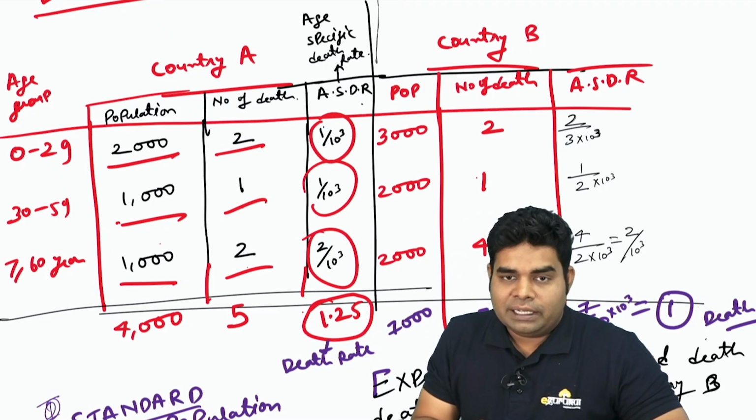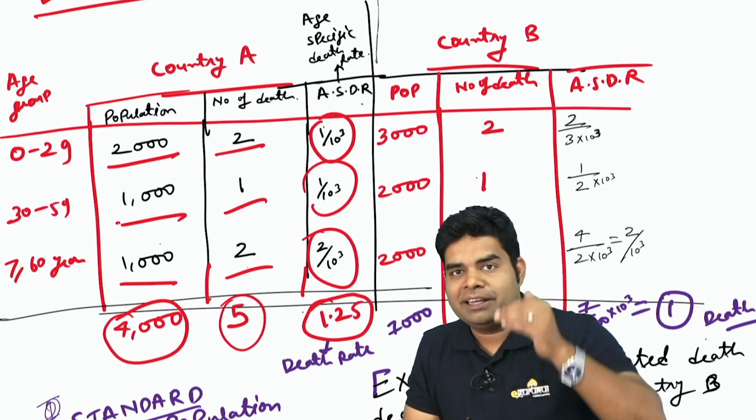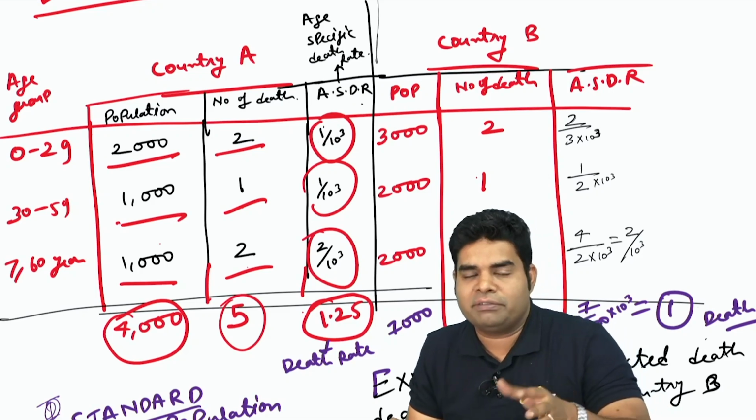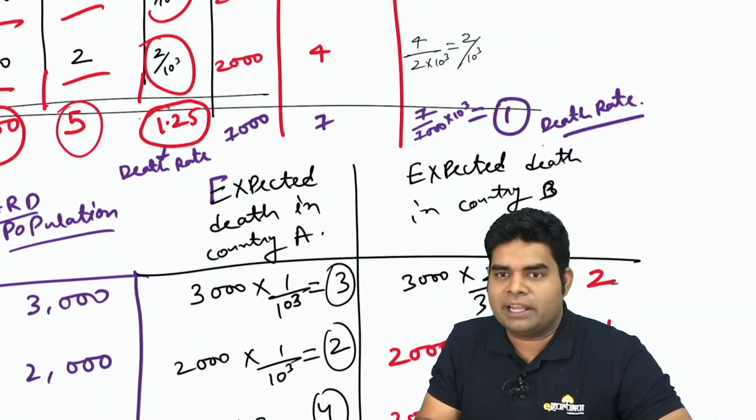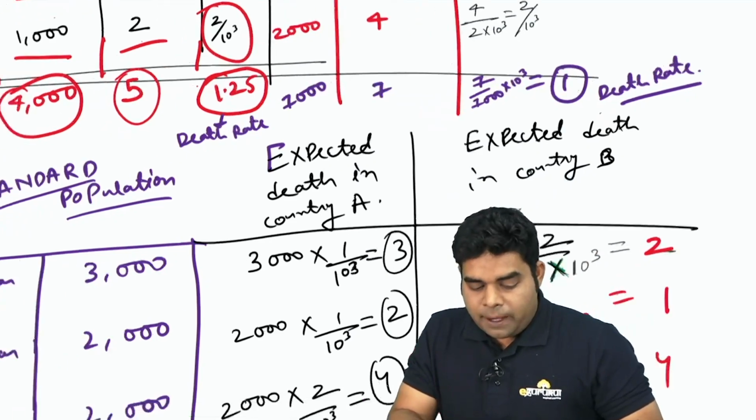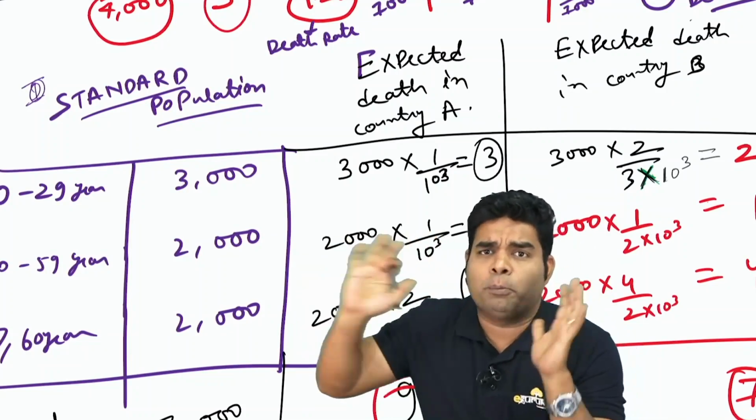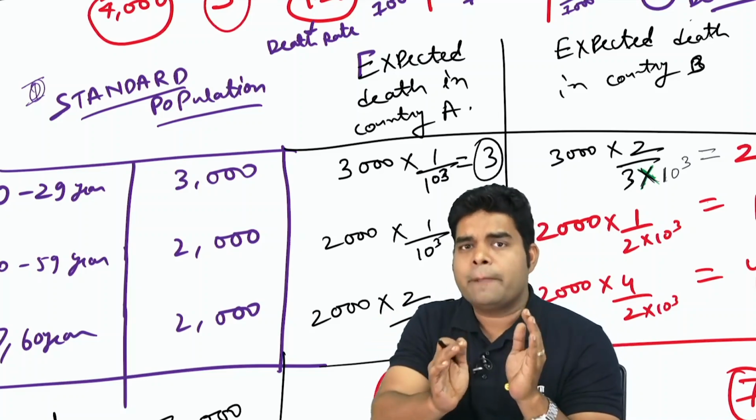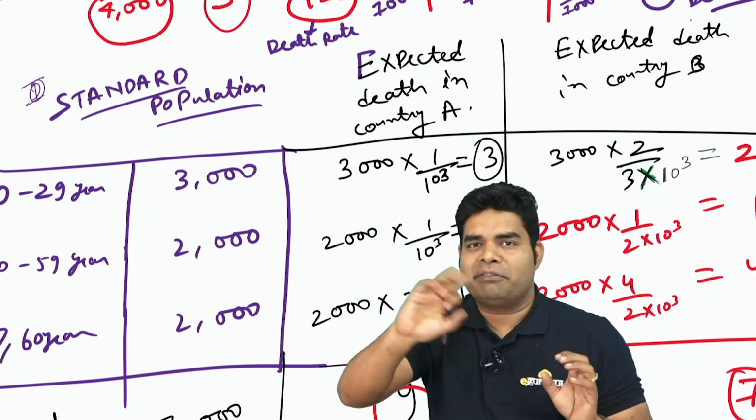So the total population is 4000, total death is 5. So if you divide 5 by 4000 and multiply by 1000, you will get 1.25. This is the death rate of country A, the total death rate. And similarly for country B, the total death rate comes out to be 1. Okay. Now, to do the direct standardization, again we will take a standard population. Standard population simply means any population which is fixed in number, and we multiply the same population with the age specific death rate of two different countries.